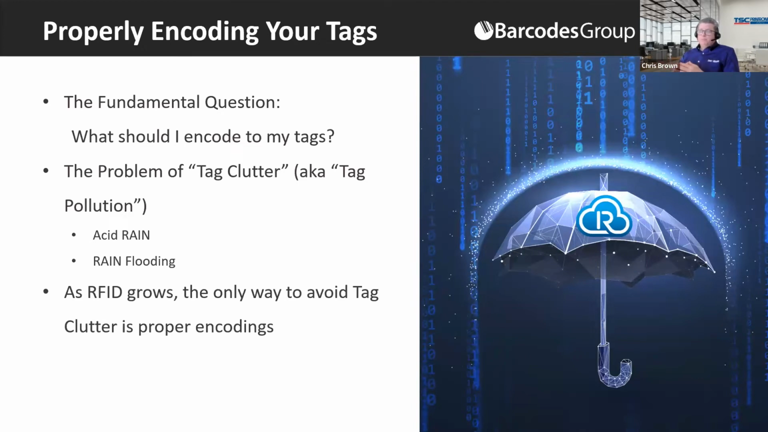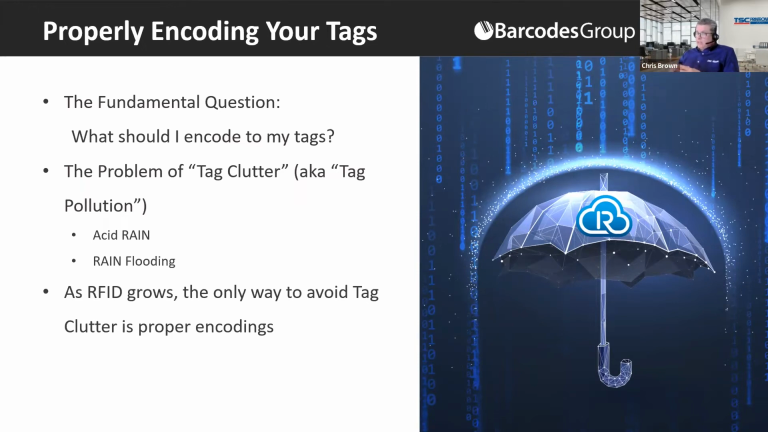The other sub-problem we call rain flooding, and this is when there are too many tags in a reader's read zone for the reader to be able to process in the short amount of time that it has. If we stick to the same example where I'm in my car with all these tags in my box and I go through the tolling station, maybe the reader has 1.5 seconds and it has to sort through tens of thousands of tags to get the correct tag.